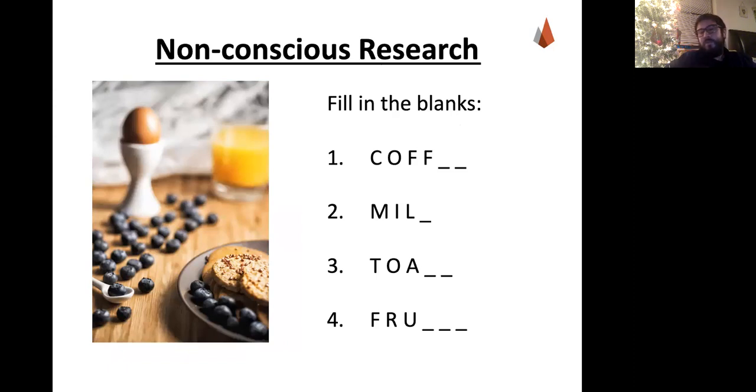So if you look at the screen here, there's a lot of fill in the blanks. And if we do a task that measures how fast you respond to these things, are you really thinking hard about what you're doing? We have number one, if we were to do very fast, coffee, milk, toast, fruit, right? Or the last one, maybe the last one's not fruit. I'm missing a letter, right? Maybe the last one is some other term, right?